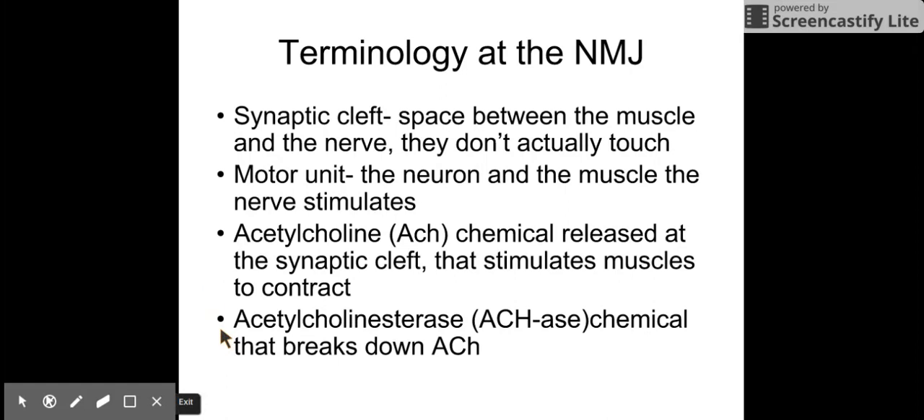Then we have acetylcholine esterase. Acetylcholine esterase is an enzyme found in the synaptic cleft between muscles and neurons, and it is a protein that breaks down acetylcholine.